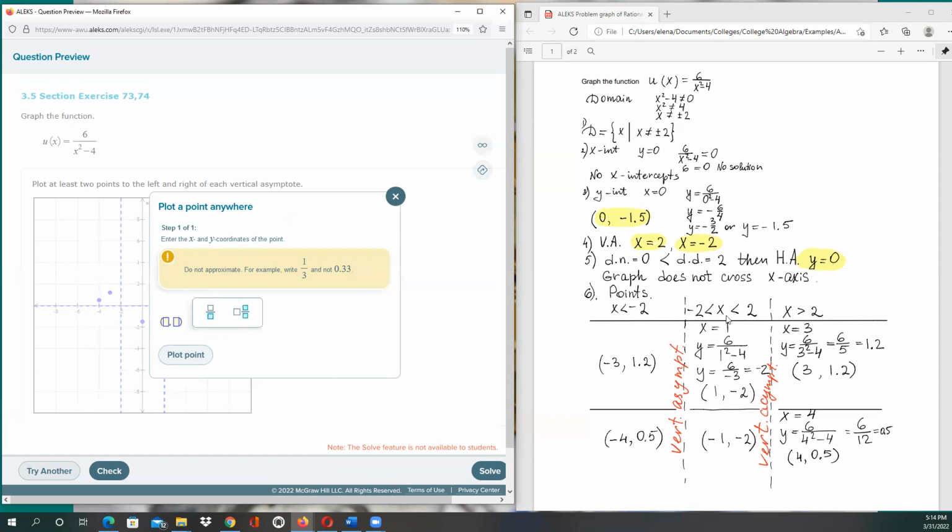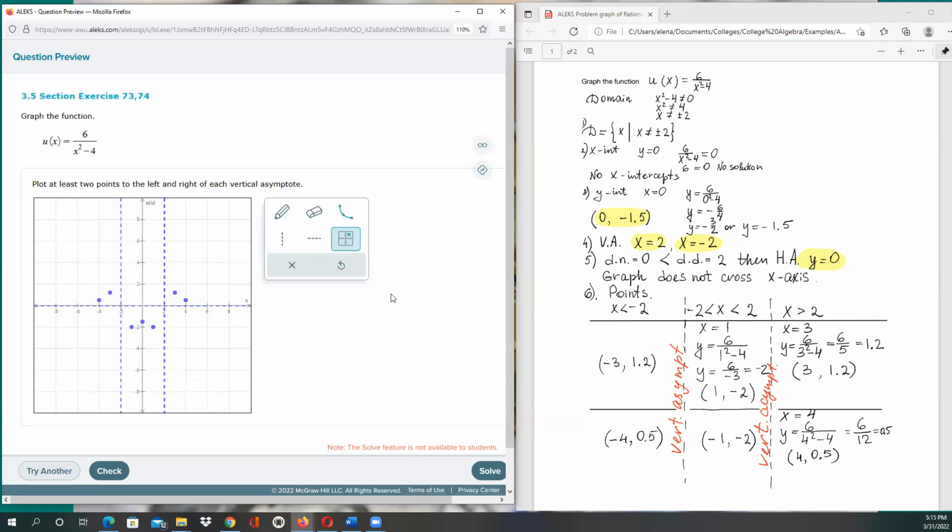And for values of x between -2 and 2, for example, x is 1, then y is -2. And if x is -1, then y is the same, -2. So, click, plot a point. Now we have all the points that we need. If you want to use more points, it's up to you.